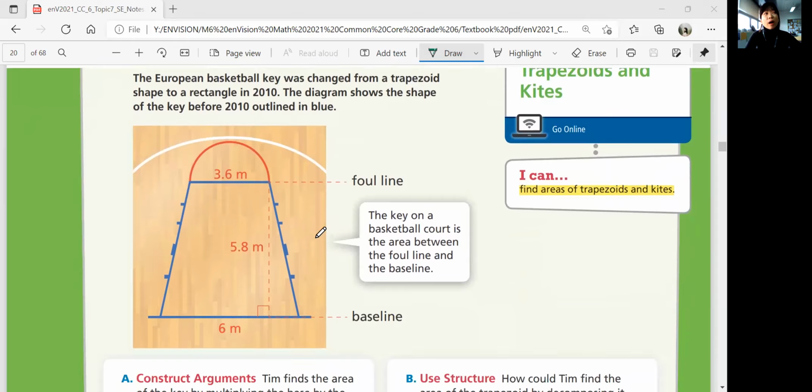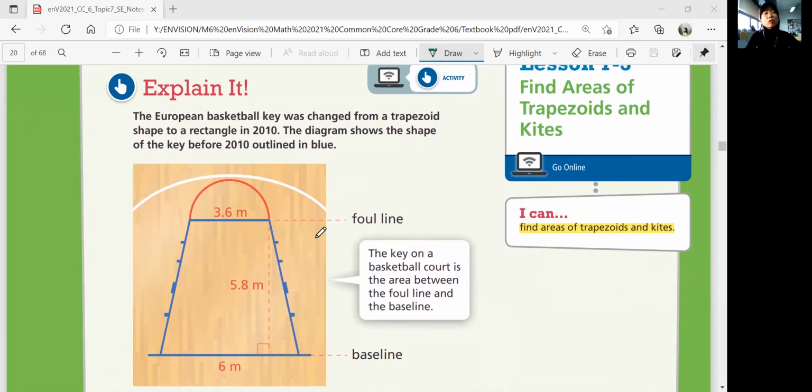Didn't know that they recently changed the basketball court from trapezoid to rectangle in 2010. So that's the foul line, and the key on a basketball court is the area between the foul line and the baseline. So this is the baseline.